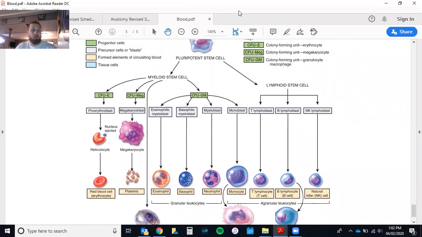Okay, that wraps up blood. So we will pick up and talk about the lymphatic system in our next lecture, which is really closely associated with the blood and includes cells that we just mentioned that are in our blood, because some of those migrate into our lymphatic system.